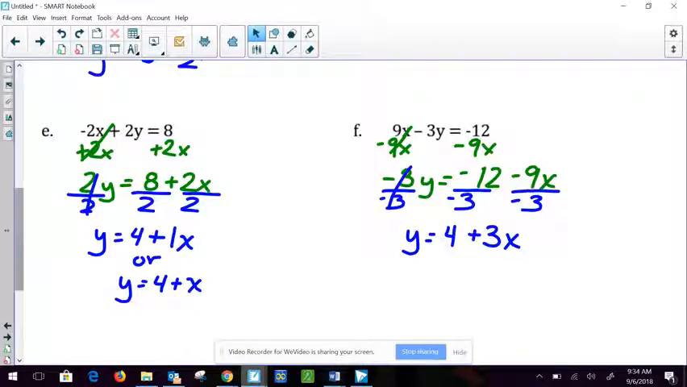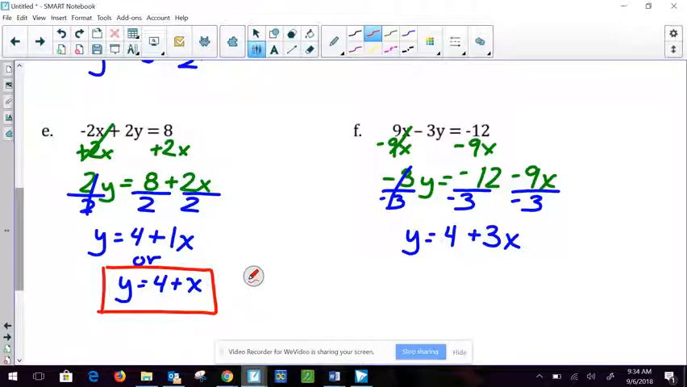Now, we don't have to go around telling people that we have one of something. So if you wanted to write it as y is equal to 4 plus x, that is the exact same answer, and more so how you would be seeing it on answer keys.